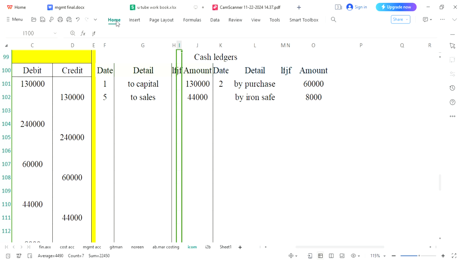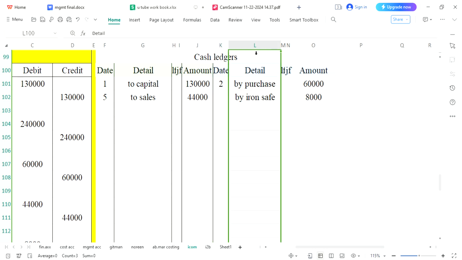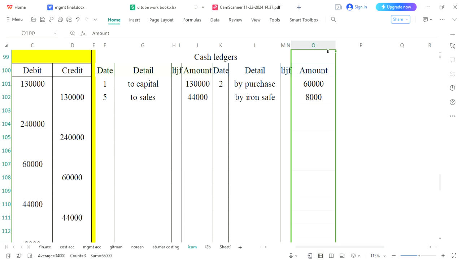So as you can see that after date we have put the line, after detail we have put the line, after ledger folio we have put the line, after amount we are going to put the line. So I'm sure that you people will understand the importance of presentation, because without line it would not be eligible for good question. Okay, now next step is to calculate the balance.